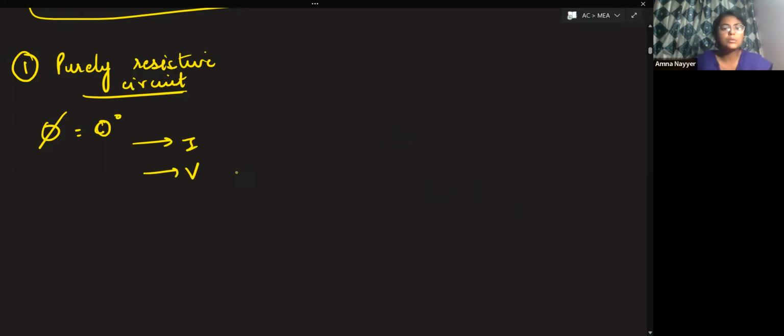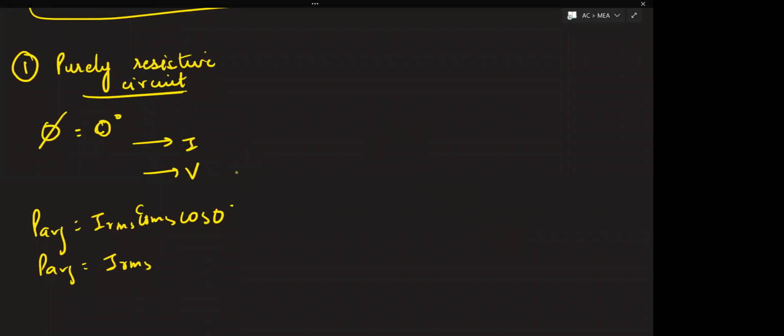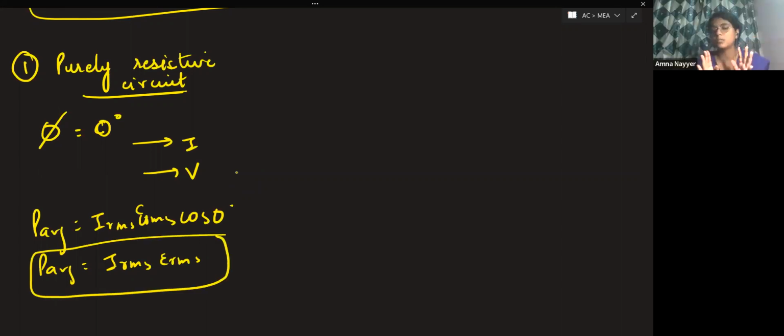So what conclusion can you draw? For average power, you can write IRMS ERMS cos 0 degrees. So P average will be IRMS ERMS, only this much, into 1. Directly for a purely resistive circuit, you can even just use this much.